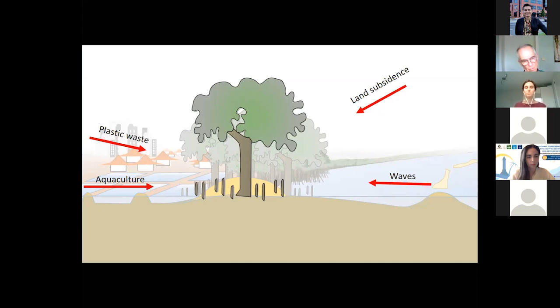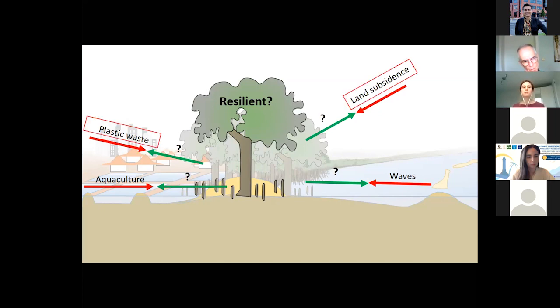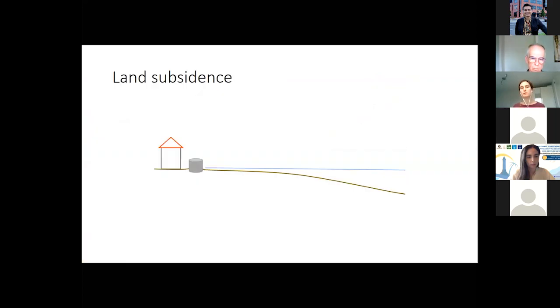Unfortunately, I don't have time to discuss all of them, but we're going to look mainly into the resilience of mangrove trees towards these stressors, and to look into potential factors that could counteract each of these stressors, because those are interesting to manipulate for restoration and conservation purposes. And I'm going to focus on 2 of these stressors I think are the most urgent right now. So that's the effect of plastic waste and the effects of land subsidence on mangrove trees.